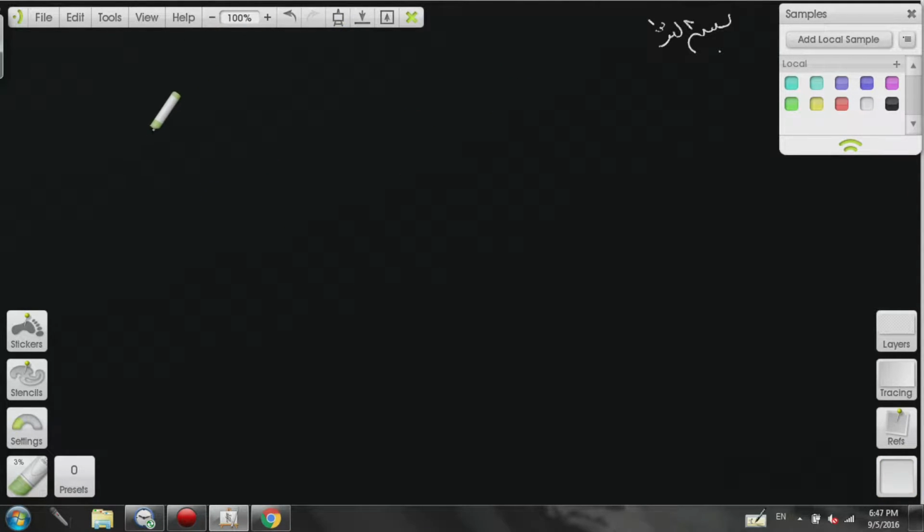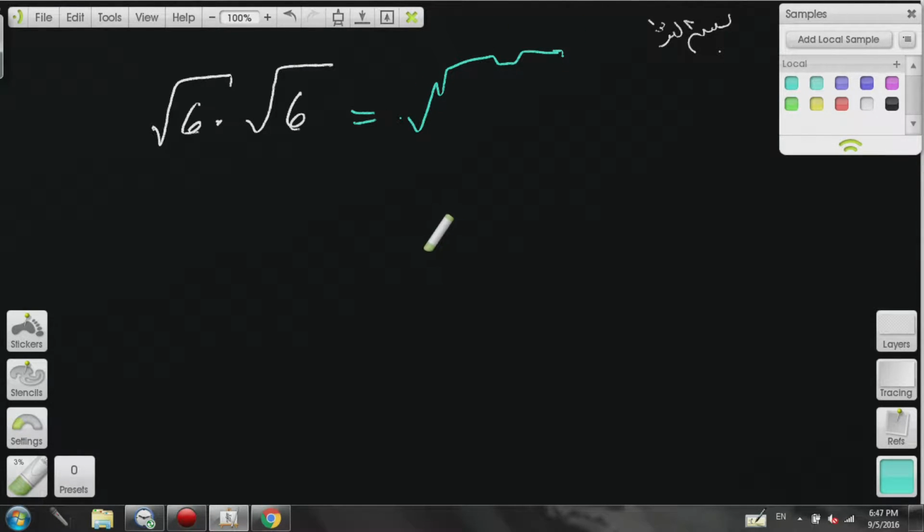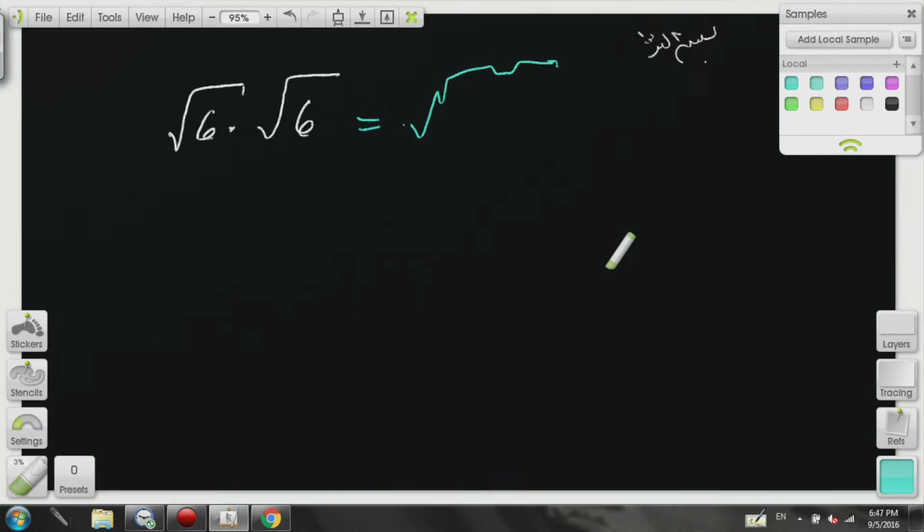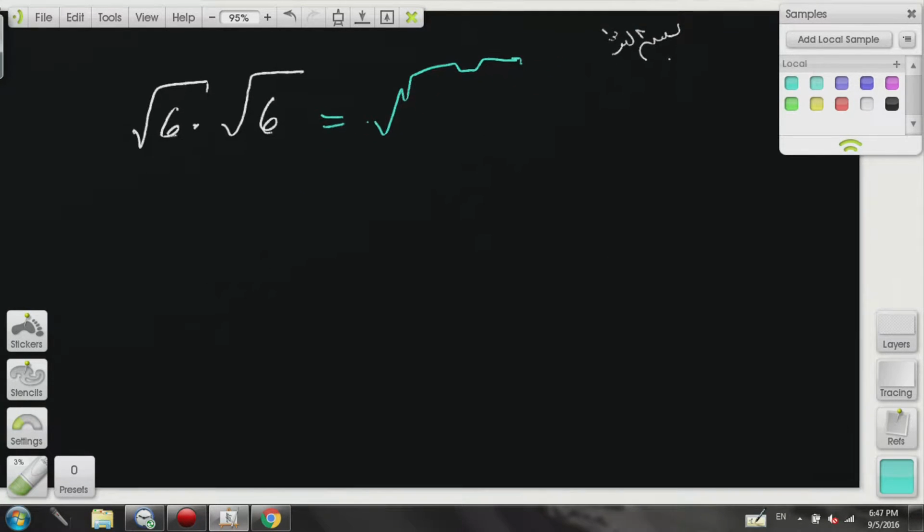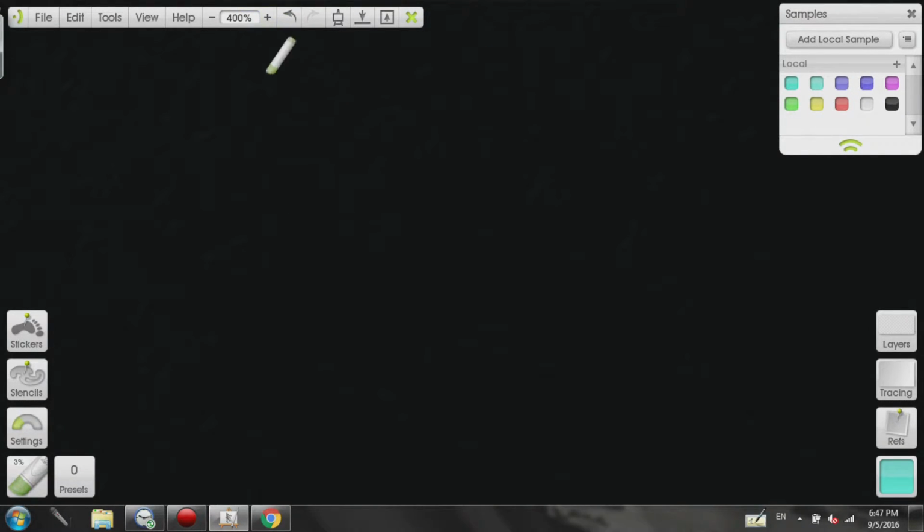All right, how about this one? Square root of 6 times the square root of 6. So you can't simplify 6, right? That's 3 times 2, and that thing doesn't come out. But here you can bring these two together.